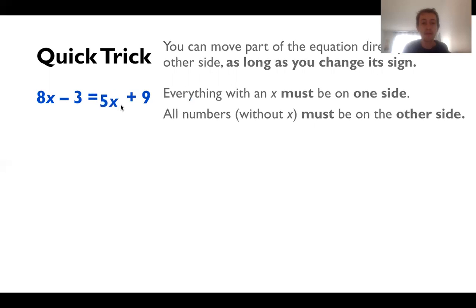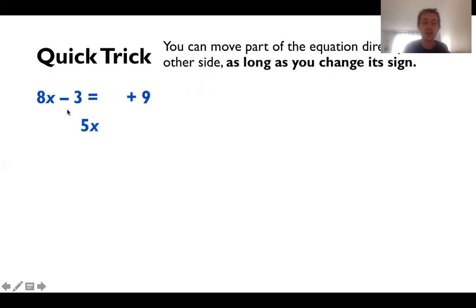I can do that. I can just slide it over here and move it to the left, but I have to make it negative. That's what I mean by changing its sign. And that's what I've done.